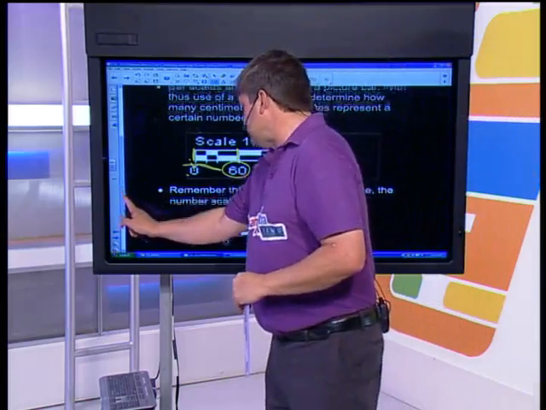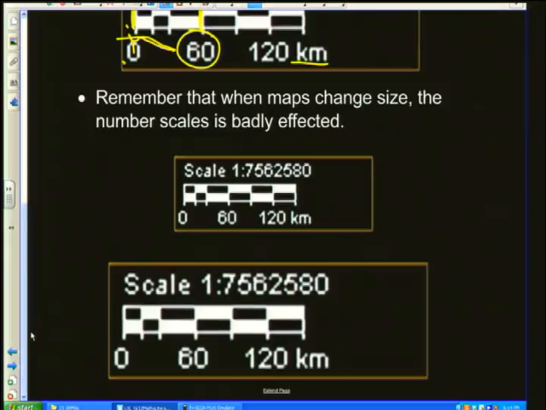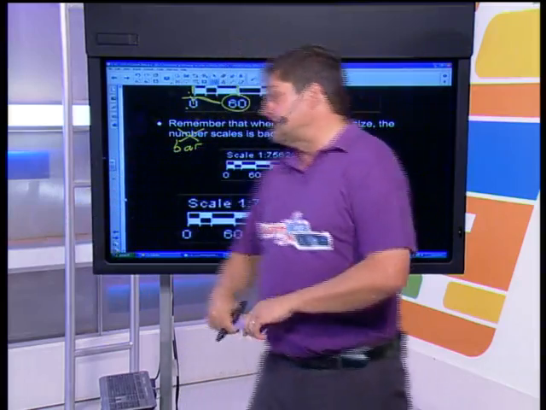Now, remember, and this is important, when maps change size, the number scale, this says the number scale, shouldn't be the number scale, should be the bar scale. The bar scale is badly affected. Right. What do we mean by that? I want you to look on the screen. You can see I've got this diagram and I've got this diagram, and they're exactly the same except one is an enlargement of the other. Okay? So we've got a bar scale and then we've got a big bar scale. But I want us to have a look here and see what's happened.